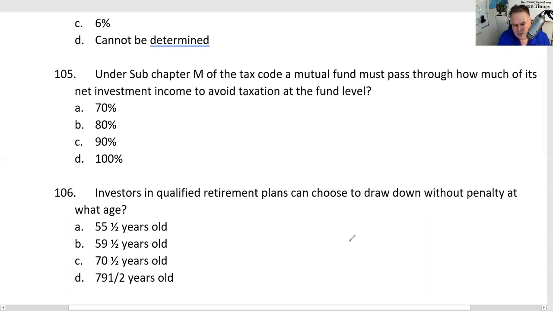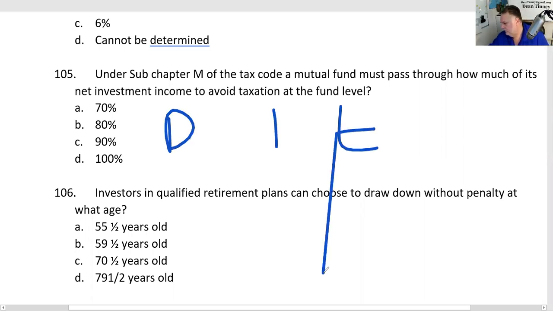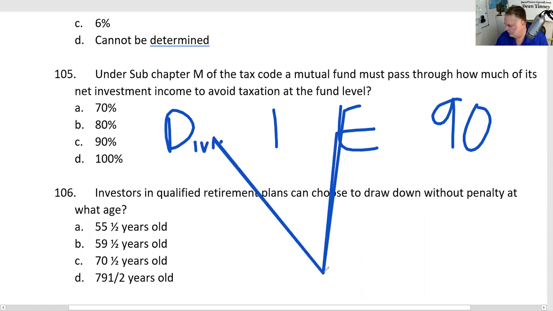I think a great way to remember this on your exam is DIE 90, DIE 90. That stands for the dividends on the stocks in the portfolio, plus the interest on the bonds in the portfolio, less the expenses. That would be the way to get that right. DIE 90, 90% is what must be passed through. As I told you, most do substantially better than that.